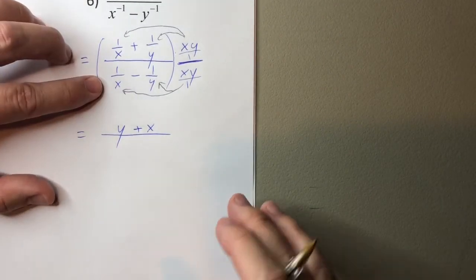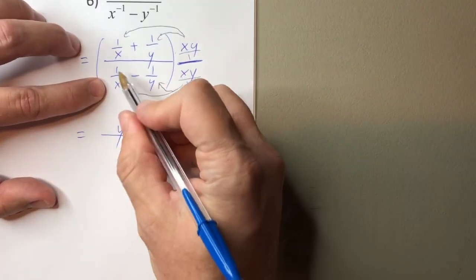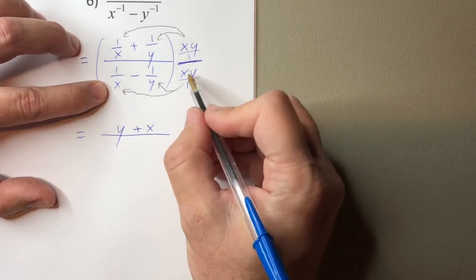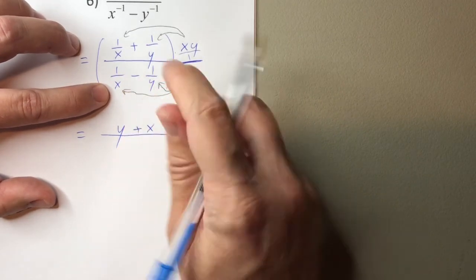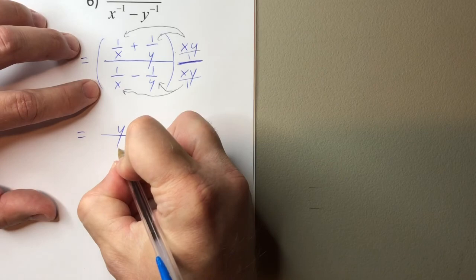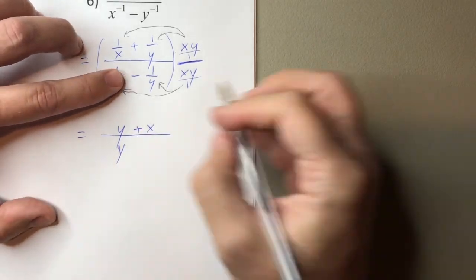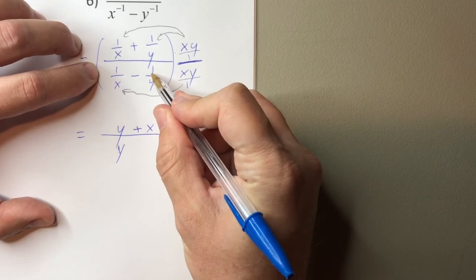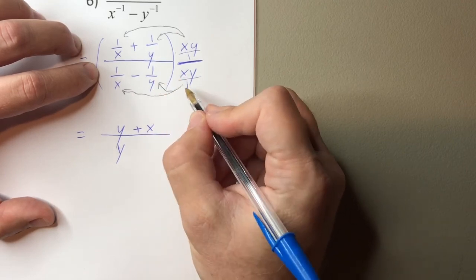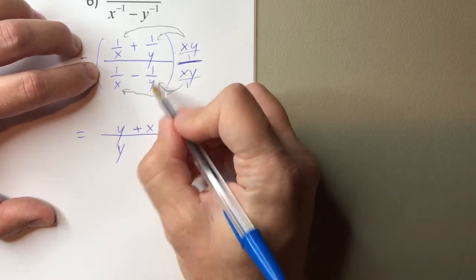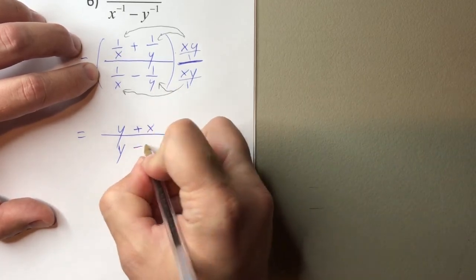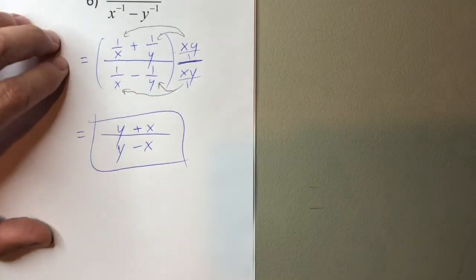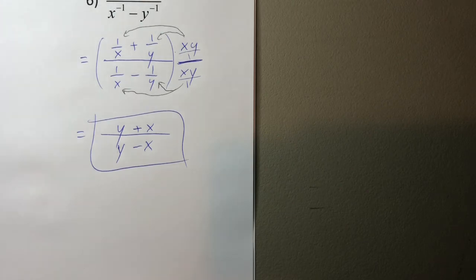All right. Moving to the denominator, what's 1 over x times xy? What's xy times 1 over x? The x's cancel and you get y. What about this one? Minus 1 over y times xy. What's xy times a negative 1 over y? y is canceled, you get minus x. And you're finished. You're finished with example number 6. And we're also finished with the notes from section 1.5. Hope you're doing well.